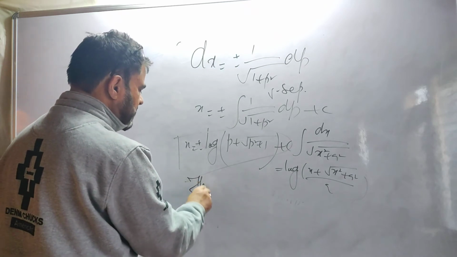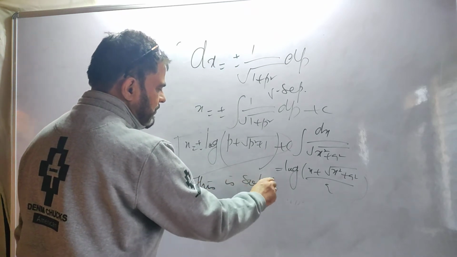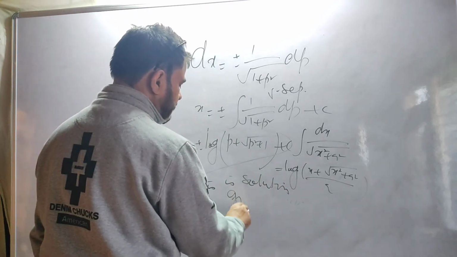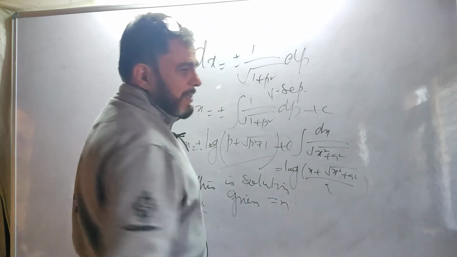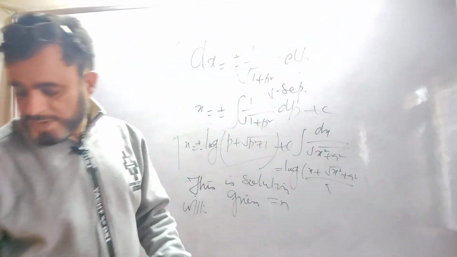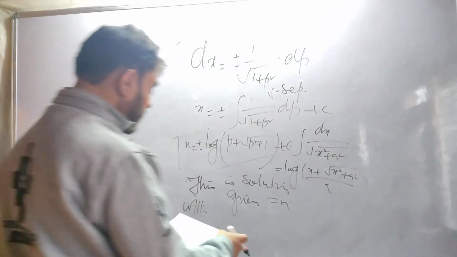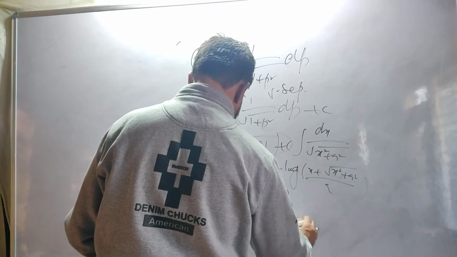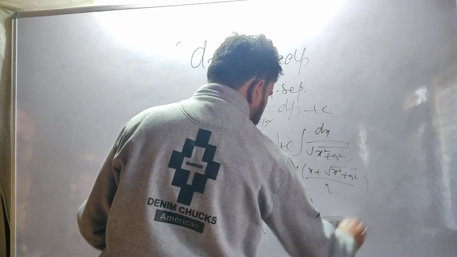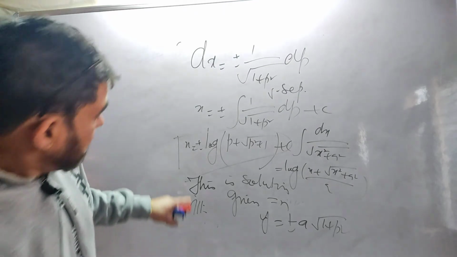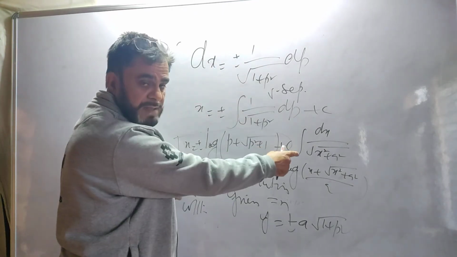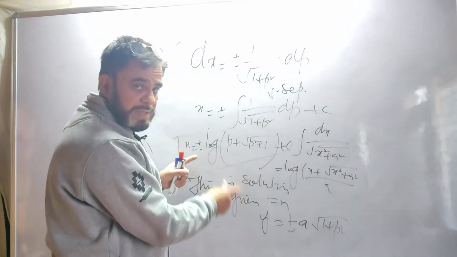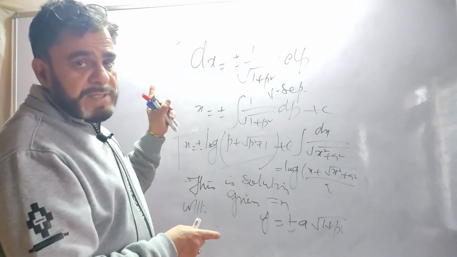In this case, this is the solution with the given equation. What is your given equation? Your given equation was y is equal to plus minus a under root of 1 plus p square. Because here you could write x as a function of p. Here y is a function of p. So this and this together constitute the solution of the given differential equation.